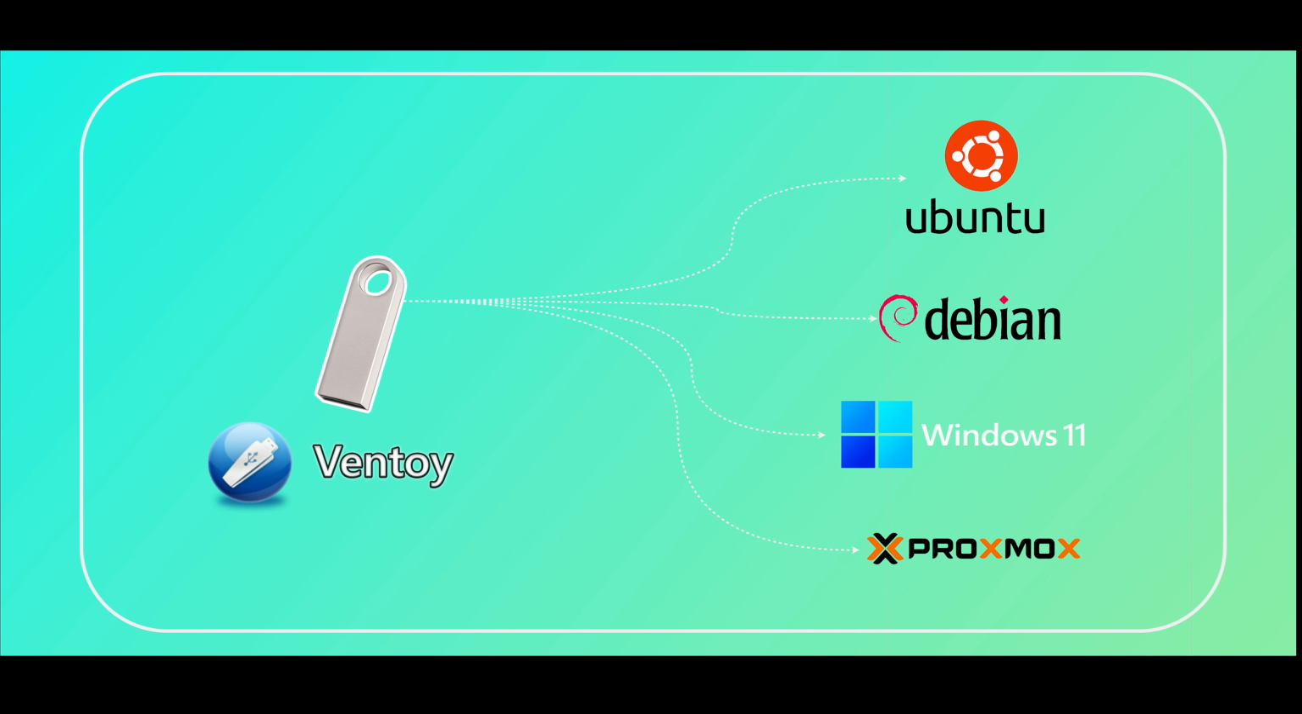In this video we are going to see how to deploy multiple operating systems from a single pen drive. For this we are using Ventoy. Ventoy is an application that helps us in booting up to multiple different operating systems from a single boot device.